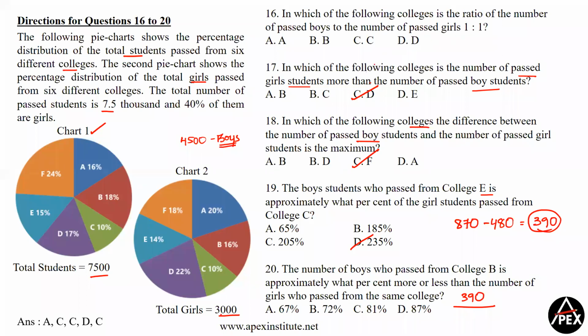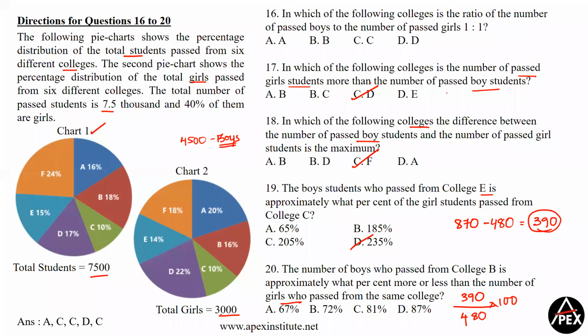480. Perfect. Because here we need to determine the number of boys passed from college B is approximately what percent more or less than the number of girls who passed from the same college. So we are comparing this value with number of girls. So 480 into 100. And approximate value, isn't it?